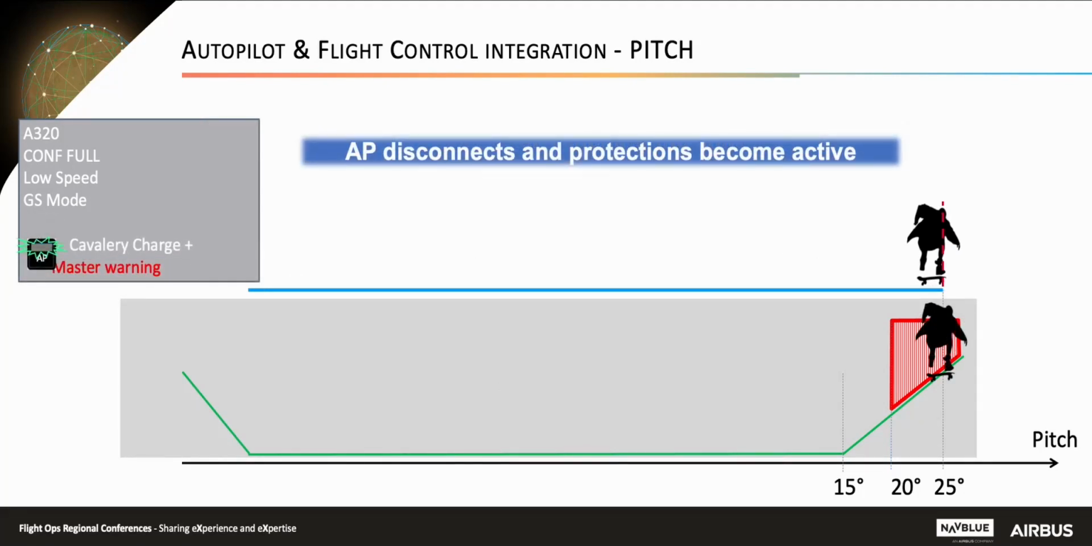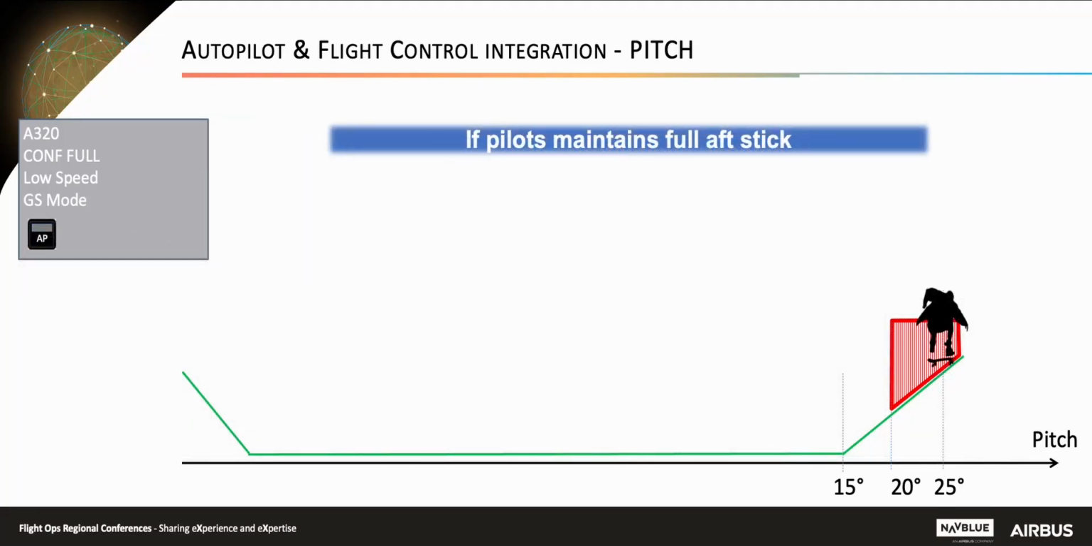As per design, the autopilot will disconnect when reaching its operational limit. You will notice the cavalry charge and the master warning. After the autopilot disconnection, the flight control laws, which were previously passive, will now take over. If the pilot maintains the full backstick input, the protection will bring the aircraft back to 20 degrees, which is the limitation for that configuration, full and low speed. If the pilot releases the stick now, as per design, the 15 degrees limitation will be maintained to stay within the flight control protection envelope.